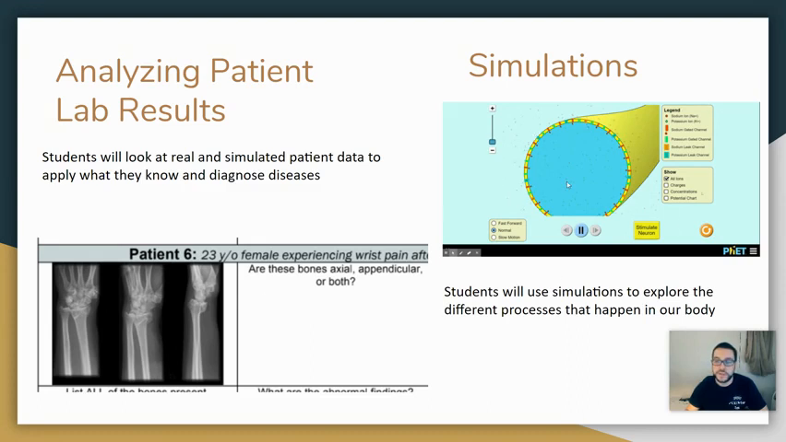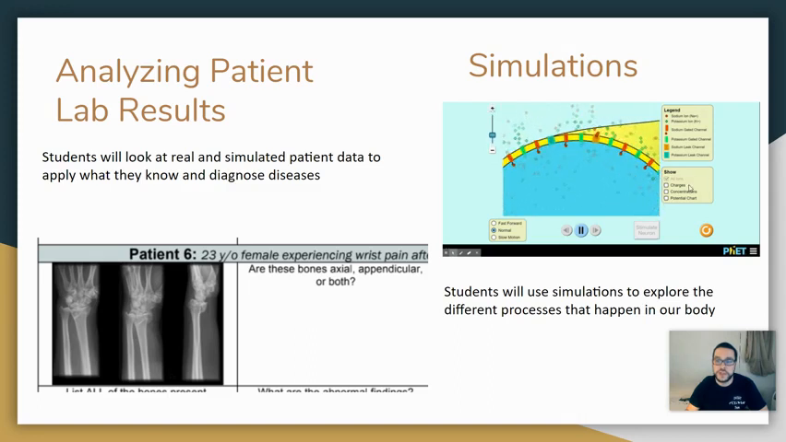Simulations, there are really great simulations from University of Colorado that let them play around with this. So we can see here how a nerve cell works. They can click in and zoom in and check a lot of different things using the interactive tools.